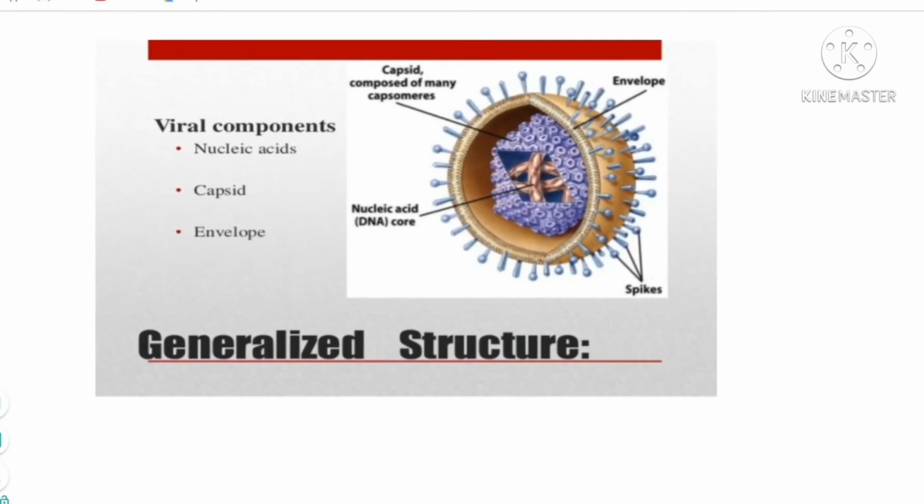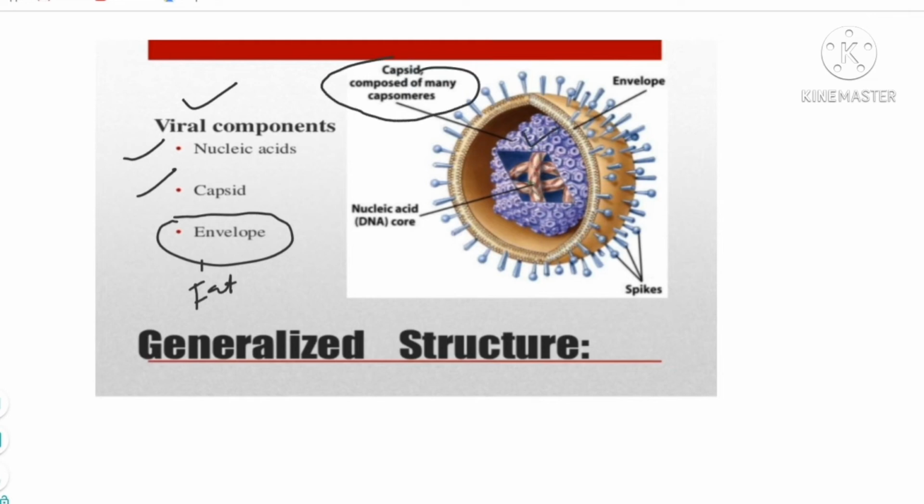Now in this picture you can also see there are three viral components: nucleic acid, capsid and envelope. What is the envelope? I told you before, it is mostly made of fat. So the capsid is composed of many capsomers, and this is the nucleic acid, the DNA core, and this DNA is protected by the capsid. Now this is the envelope, this layer. It is only present in some viruses, but some viruses lack this envelope.